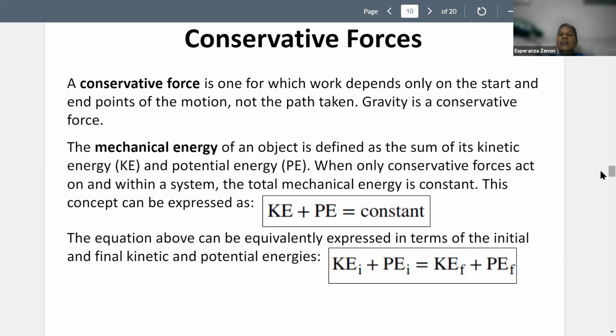Just like we learned last week that when you are dealing with an isolated system, momentum is conserved. When you are dealing with a system impacted by conservative forces only, mechanical energy is conserved. So the total mechanical energy is constant. The kinetic energy plus the potential energy will always give you the same total. If you look at the system at any point, the total mechanical energy is fixed.